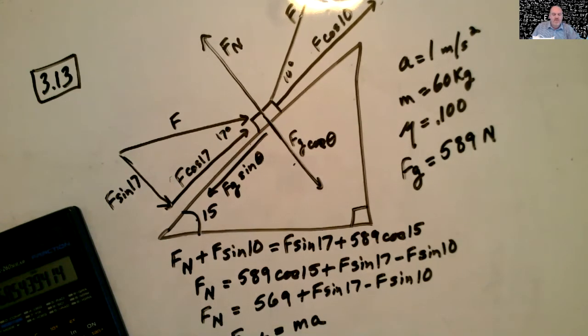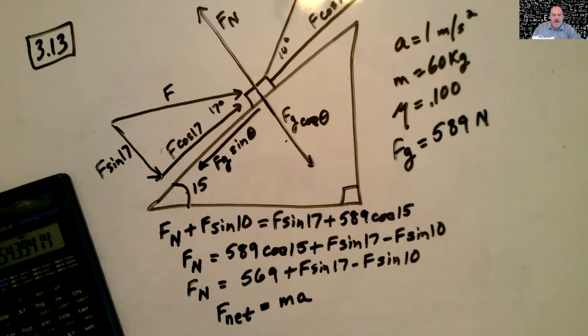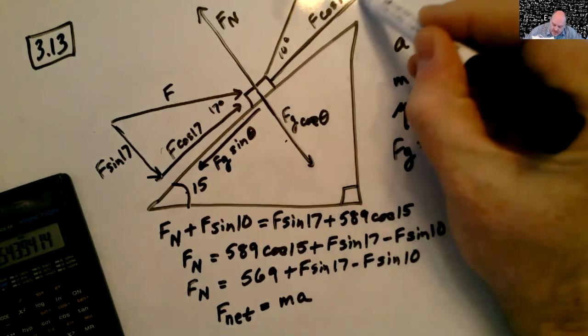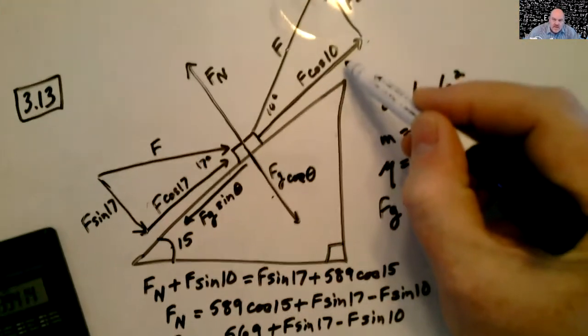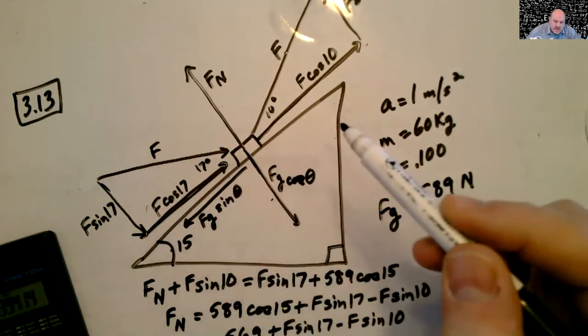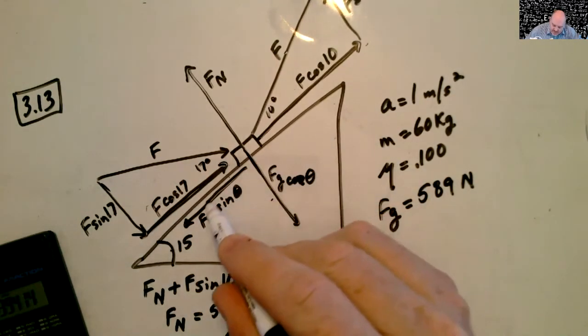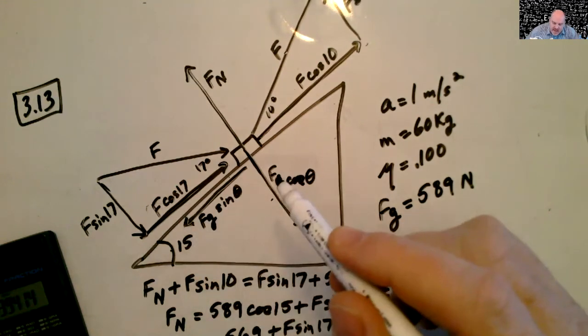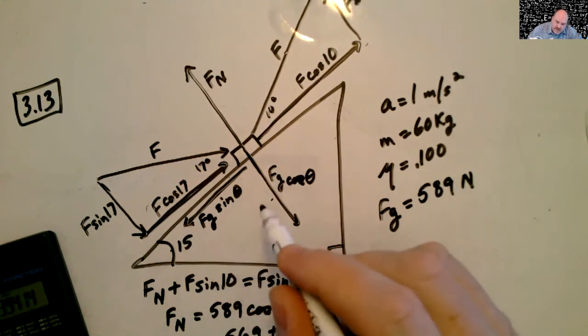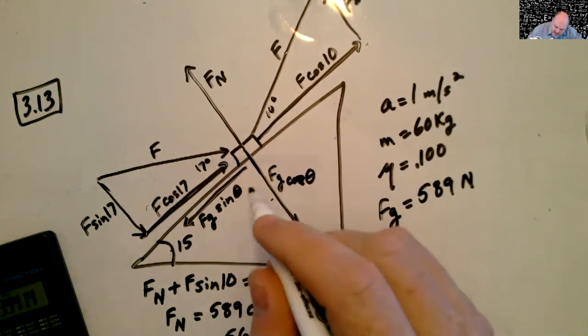Okay, F net equals MA. All right, what is F net? Well, I have a force going up the inclined plane. I have another force going up the inclined plane. I have a force going down the inclined plane. And I have one more force that I didn't even draw on here yet. My FBD wasn't completely correct.